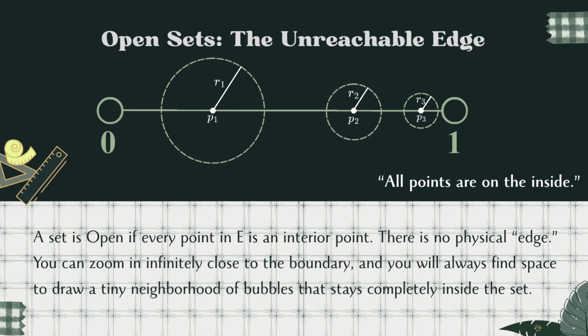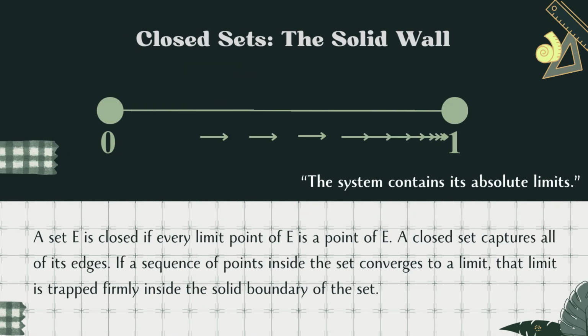While open sets avoid their boundaries, closed sets do something a little bit different. A set is closed if it contains all of its limit points. Here, the endpoints are included. This time, the endpoints belong to the set. Closed sets are not defined by neighborhoods. Instead, they are defined using limit points.